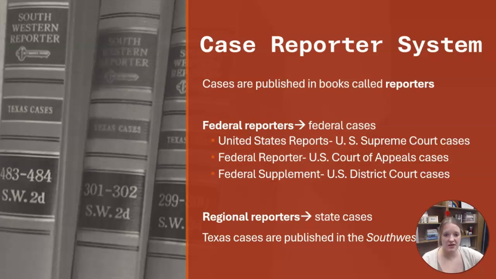So looking at some of these, for our federal reporters, our Supreme Court cases are going to be housed in the U.S. Reports, okay? The U.S. Courts of Appeals cases will be housed in the Federal Reporter. The U.S. District Court cases will be housed in the Federal Supplement, okay? So depending on the level of court, those opinions will fall within different reporters. Some states have their own reporters. Texas does not, but it does fall within the Southwestern Reporter, right? So those Texas cases are published in the Southwestern Reporter.